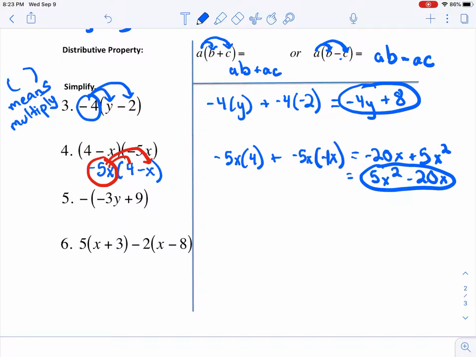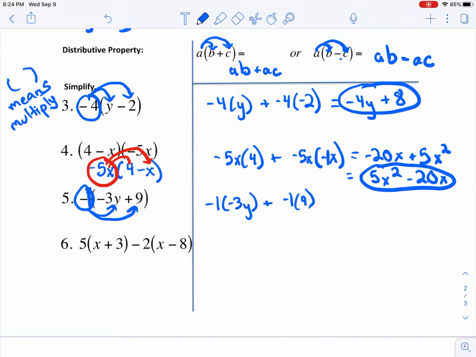Let's go ahead and do number 5. Again, this one looks a little odd because there's no number listed in front here. But remember, when there's no number listed in front of a variable, that's a 1. So the same thing happens here. There's a -1. So -1 times -3y and -1 times 9. So I'm going to write that out again. -1 times -3y plus -1 times 9.